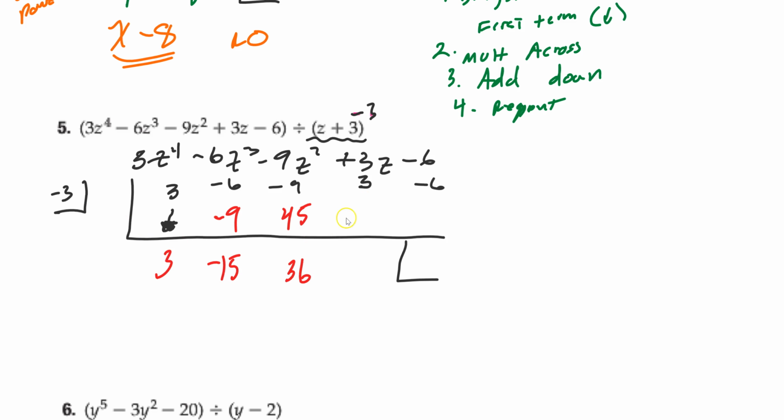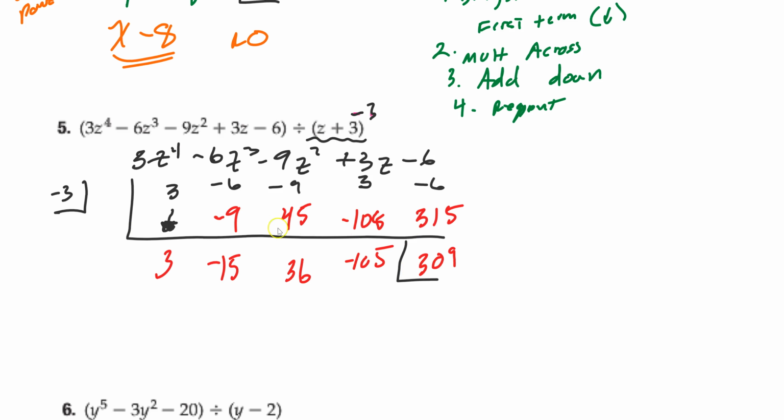90 plus 18. Yeah, negative 108. Haha. Add down: negative 105. Oh, gee. Multiply across: 315. Positive 315. And then add down: 309. Hope that's right. Otherwise, I'm embarrassed myself more than once today.